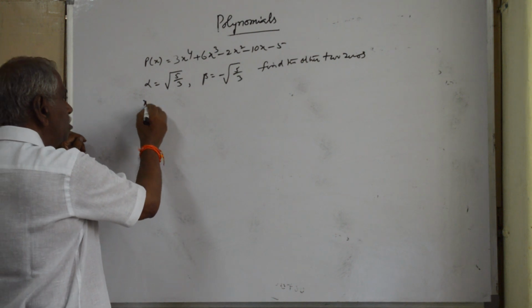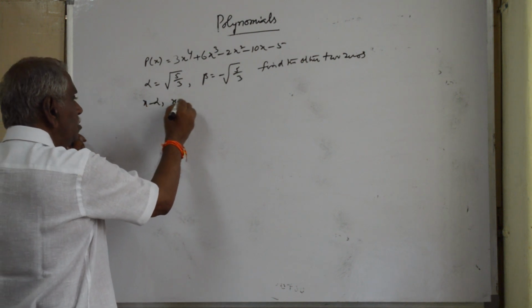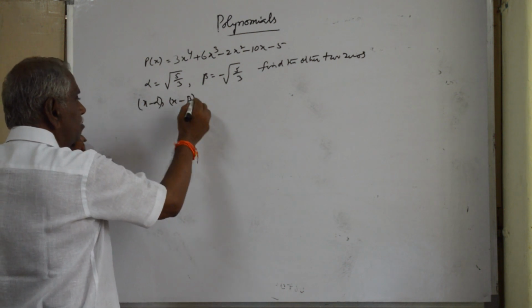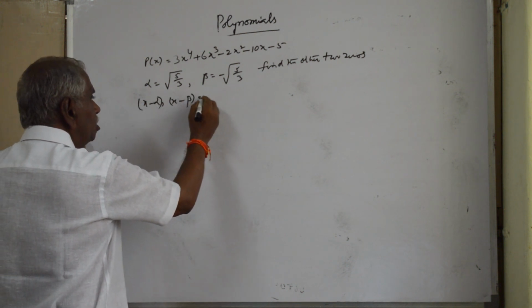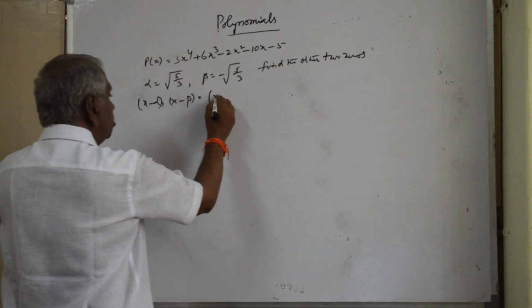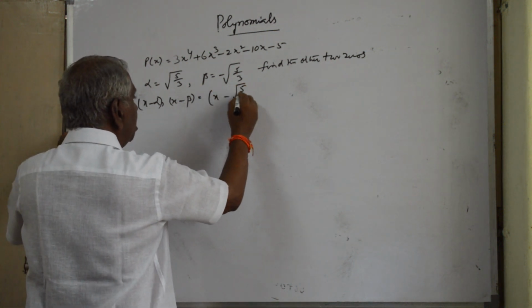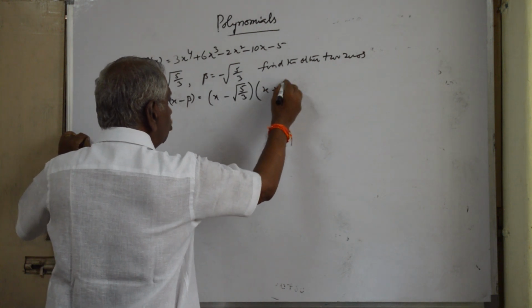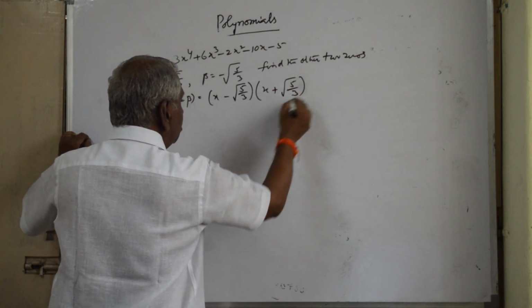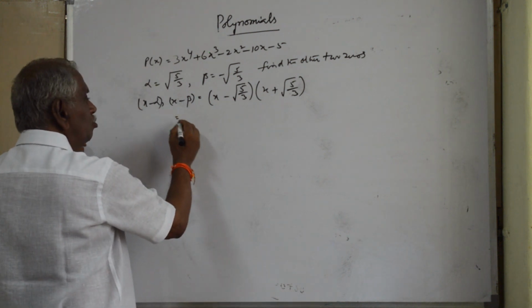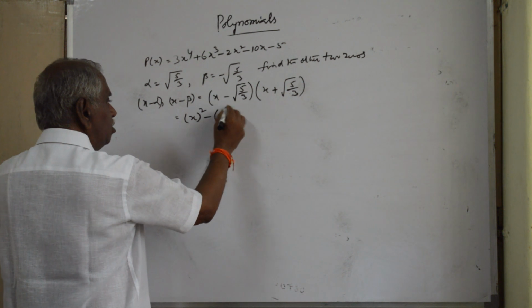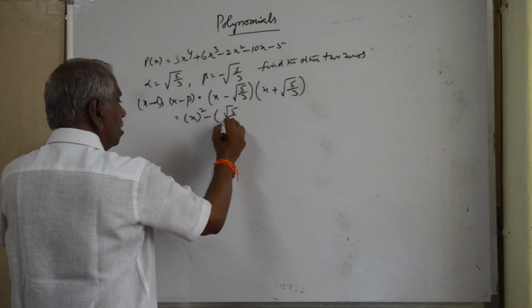So let us call x minus alpha one factor and x minus beta the other factor. X minus alpha and x minus beta is equal to x minus root 5 by 3 into x plus root 5 by 3. It is of the form a plus b into a minus b, which is equal to a square minus b square, x square minus root 5 by 3 whole square.